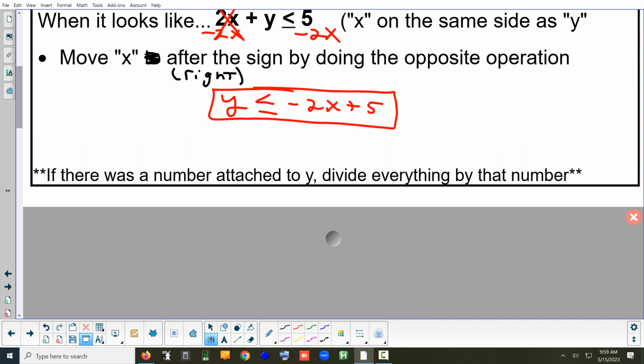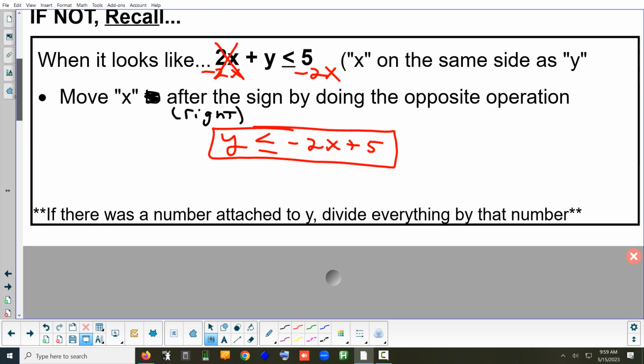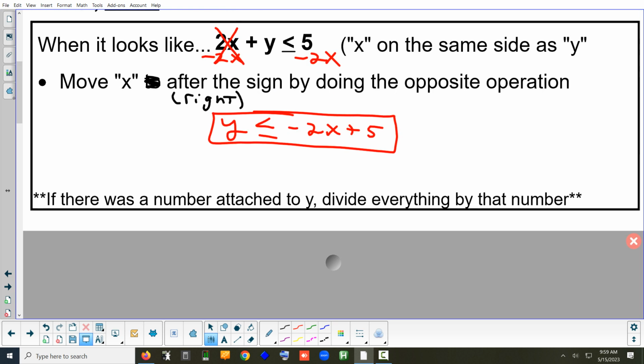All right, and then the asterisk here, you guys already have that written. If there was a number attached to the y, let's say you had a problem like 2y is less than 4x plus 10. Well, in this case, adding and subtracting is not how you get the y by itself. You divide everything by the number attached to y. So in this case, you divide everything by 2.